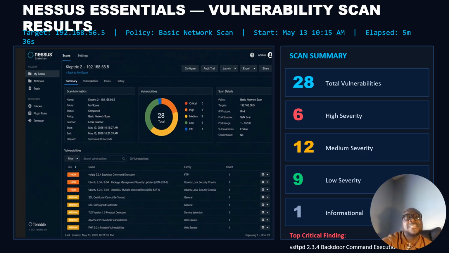Other high severity findings include multiple OpenSSL vulnerabilities and Ubuntu package security updates. The medium findings are dominated by SSL or TLS weaknesses, consistent with what we found in our Nmap vulnerability scan. The scan gave us a comprehensive and prioritized list of targets for exploitation.